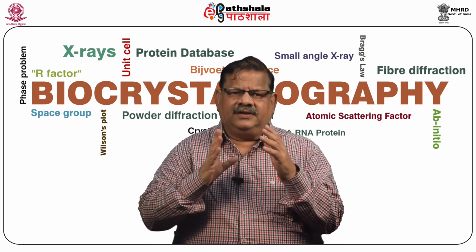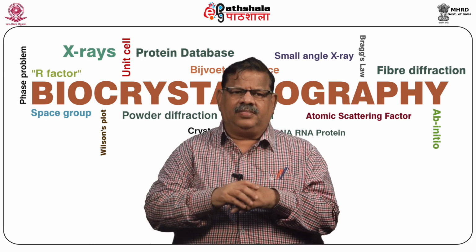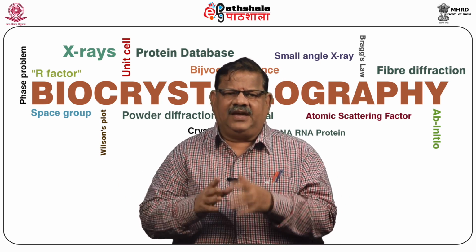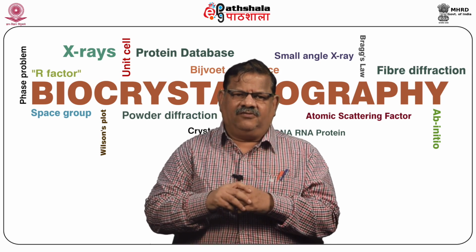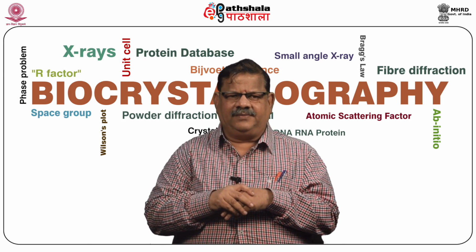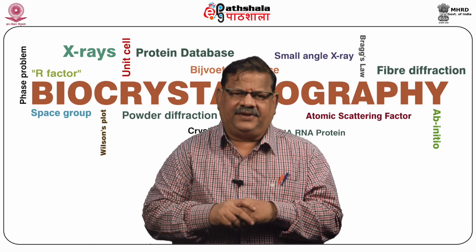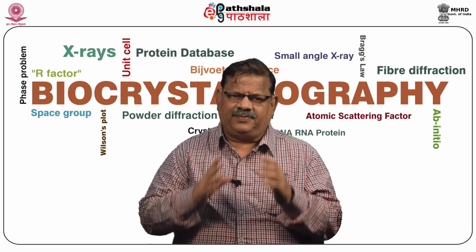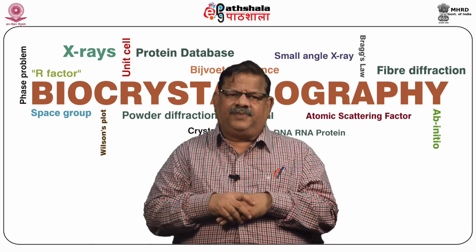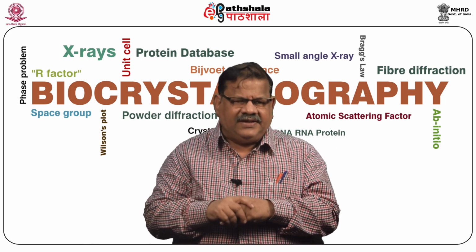So by taking the difference between mod FHKL and mod F H bar, K bar, L bar at this wavelength, where the pronounced term, the value of F double prime, is there, now you can do a Patterson. That is known as the anomalous difference Patterson. Both the dispersive difference Patterson and the anomalous difference Patterson will give you the position of the heavy atom.